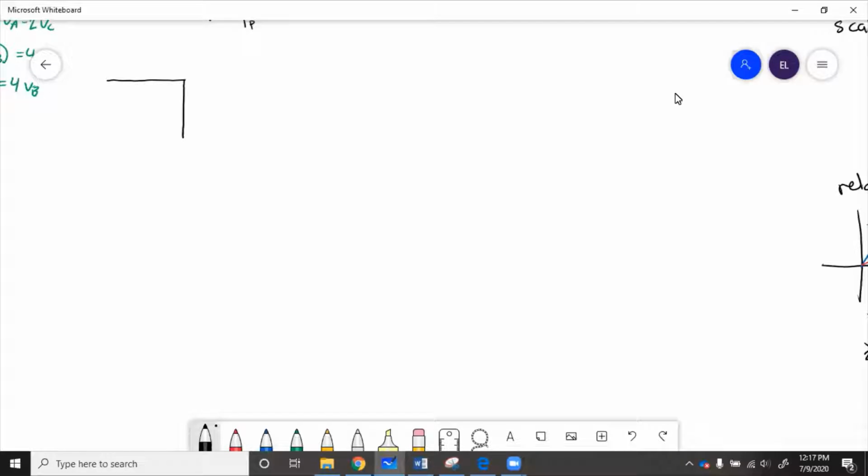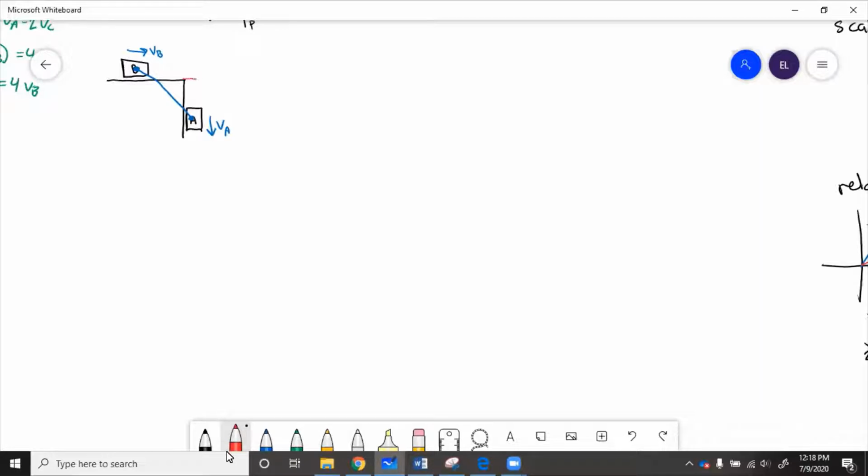So what if there are two blocks, one on here, one on here? Say this is A, this is B, and A and B are connected to each other like this. So as A goes down, B goes to the side. So how are the speeds of A and B related?